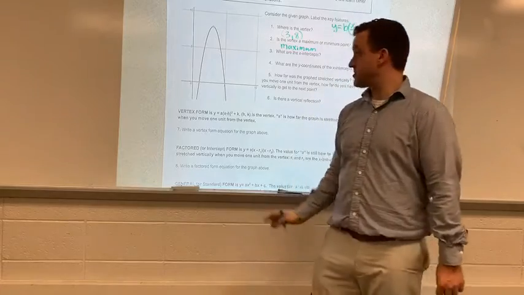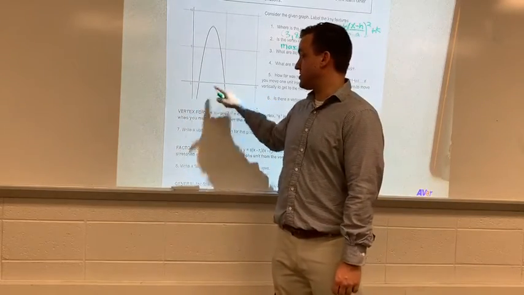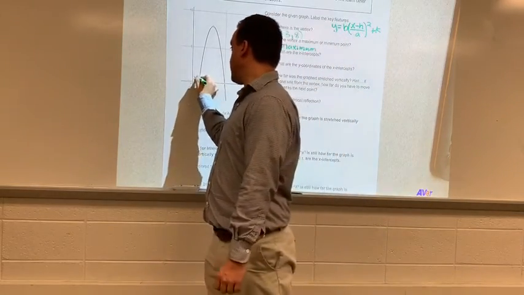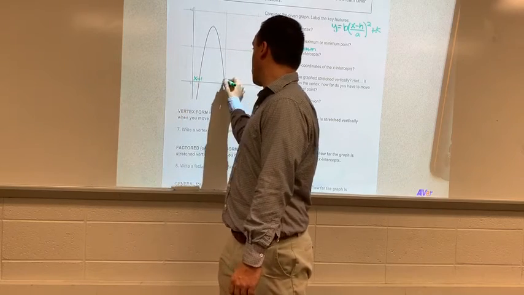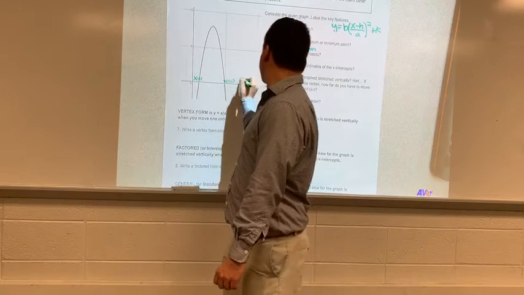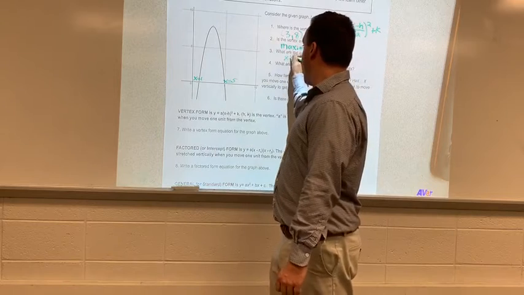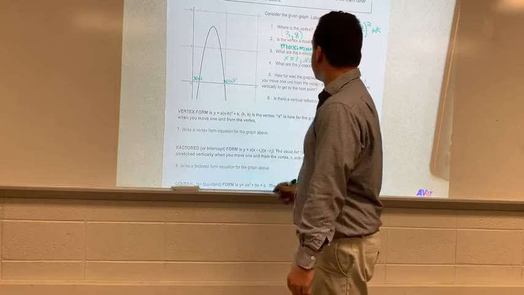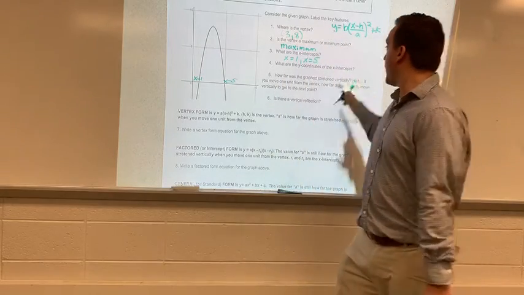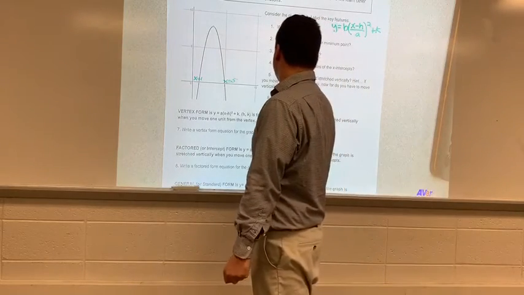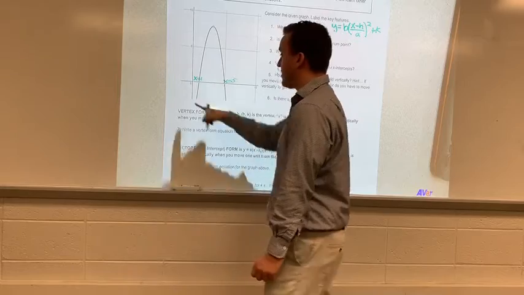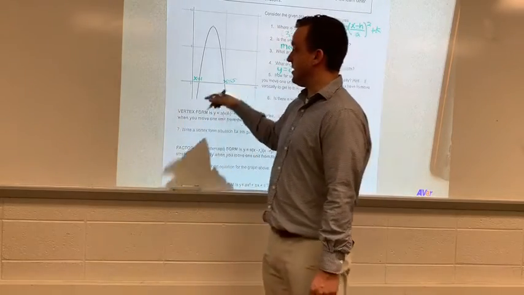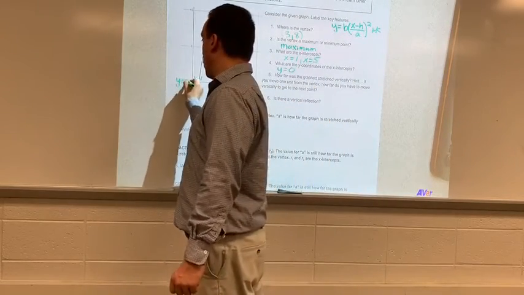What are the x-intercepts? X-intercepts are where it touches the x-axis. I can see it touches here at x equals 1 and x equals 5. So we have two x-intercepts, x equals 1, x equals 5. And then the y-coordinates of the x-intercept is always 0, because the x-axis is the line y equals 0.